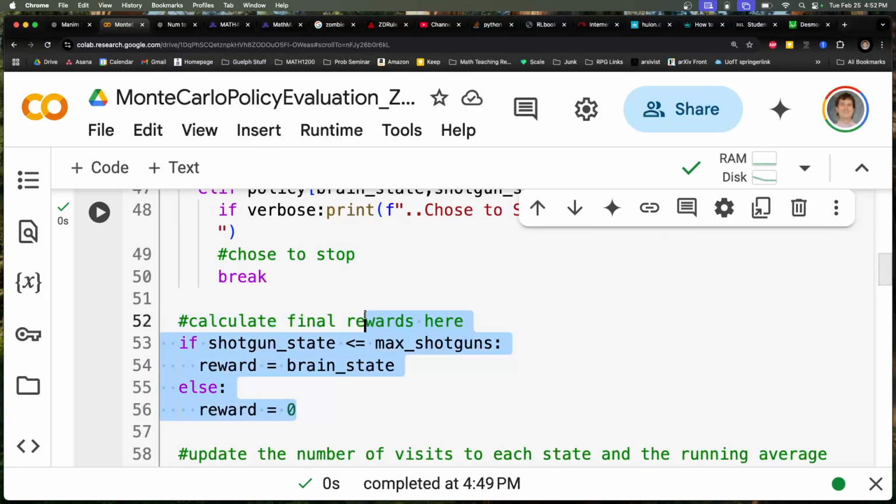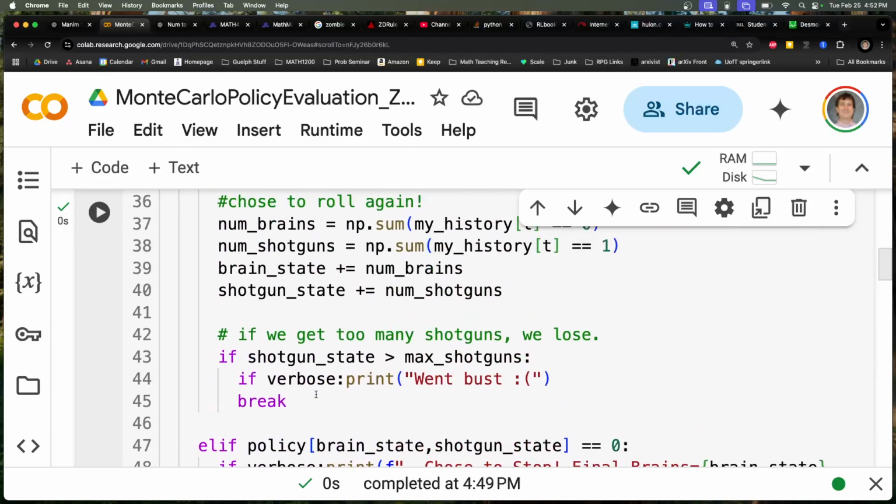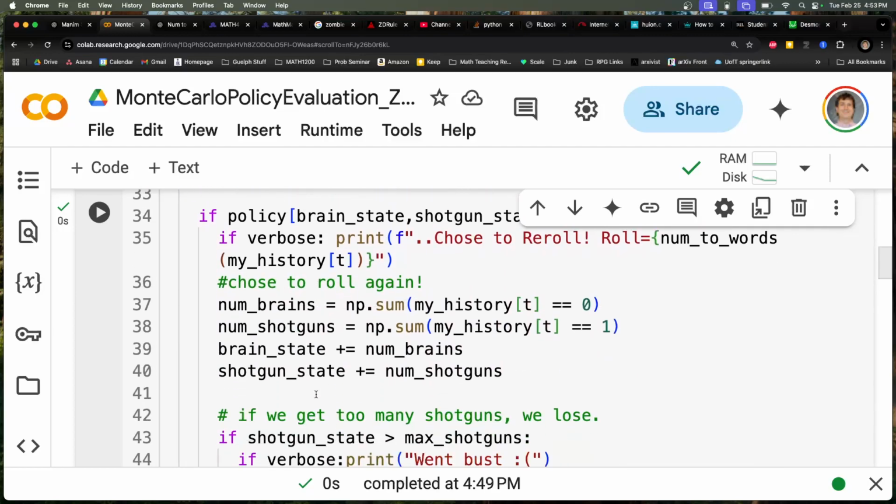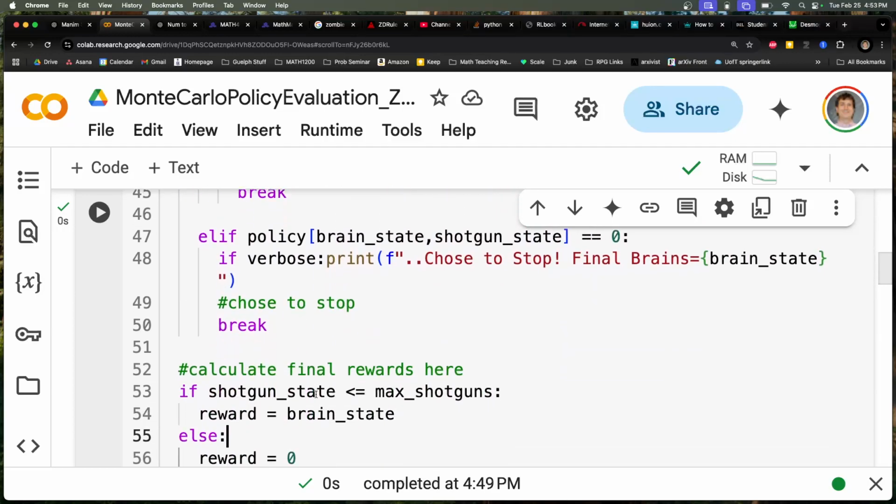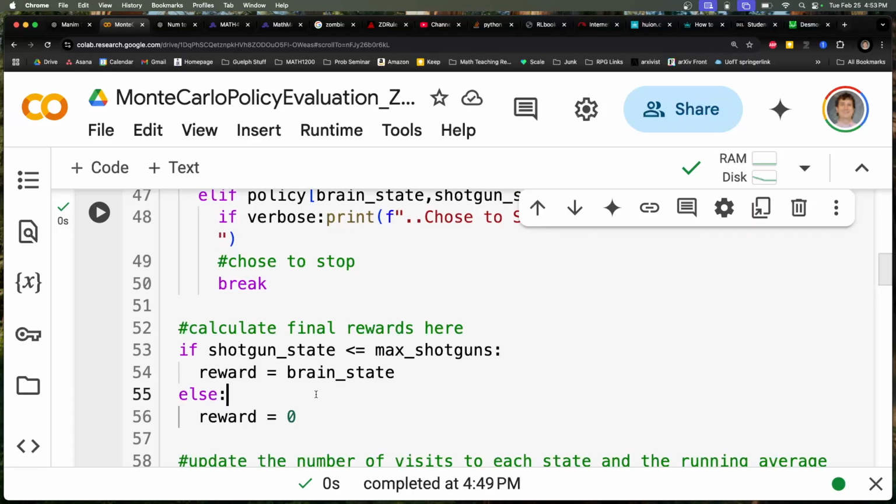So if we are at the end of that round, after we're done playing, if we have fewer shotguns than we're supposed to have, then we get the reward. Otherwise, we just get a reward of 0. So that's like a simulator, taking the simulation of the dice rolls and running through it and simulating what happens, applying the rules of the game.